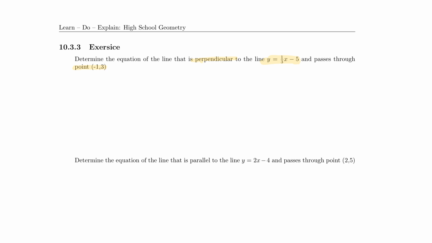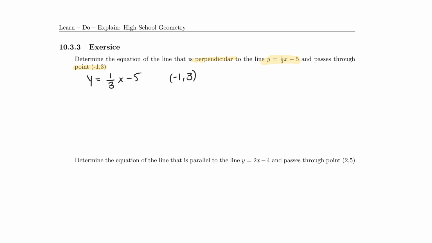Two things. By this statement saying that we need to find a line that is perpendicular to this, it means that we are just looking at the slope and we need to find the slope that will be perpendicular to this one. And then we're given a point, because if you have a point and the slope, you can get the line equation. So let's write down what we have. We have the line y equals 1/3 x minus 5 and the point (-1, 3).